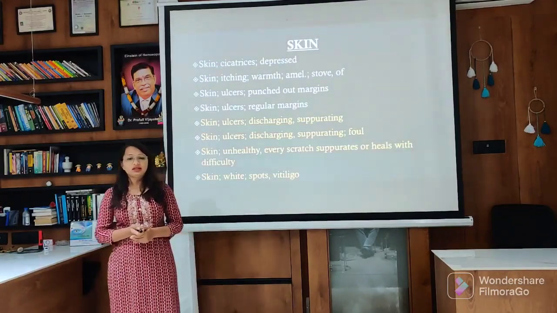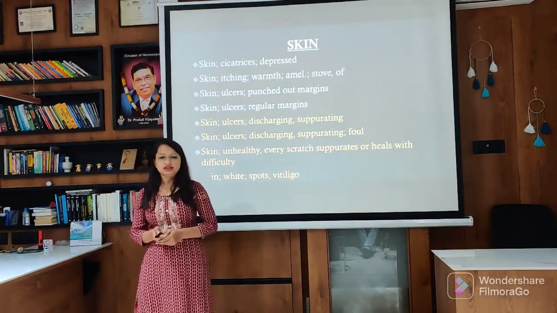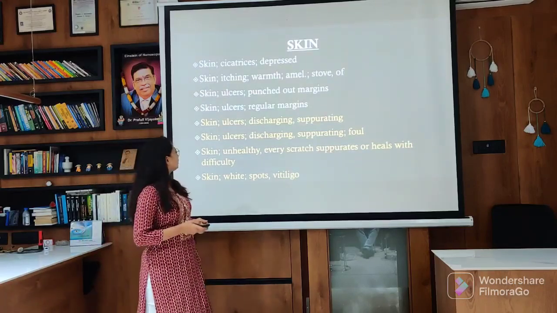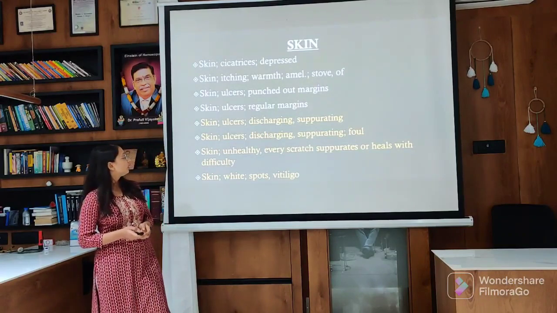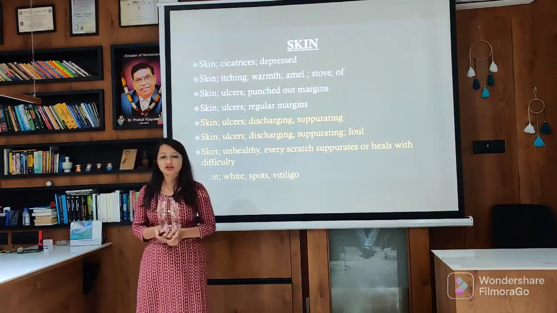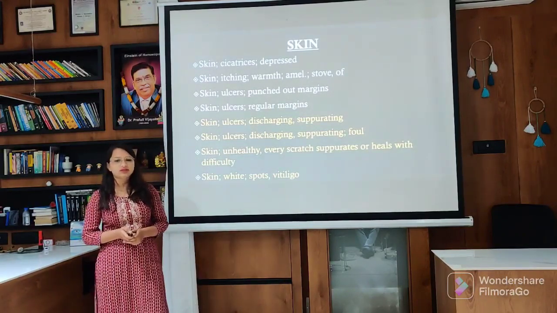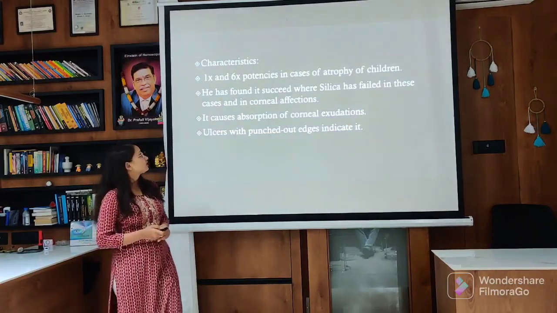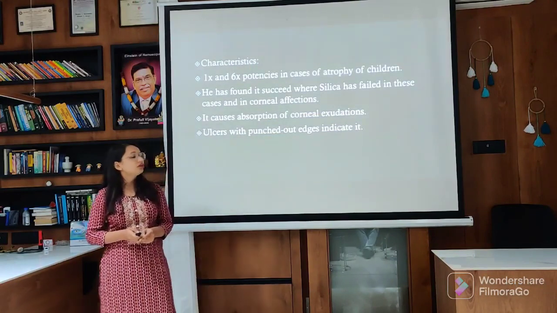Skin, there is ulcer, there is a regular margin. Skin ulcer, discharge, suppurating. Skin, white spots, vitiligo. Characteristic: 1x or 6x potency in case of atrophy of children.